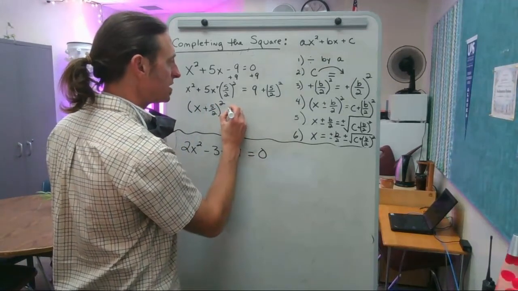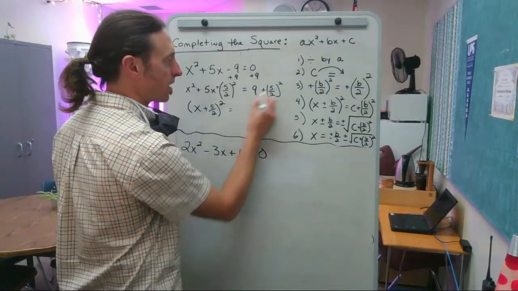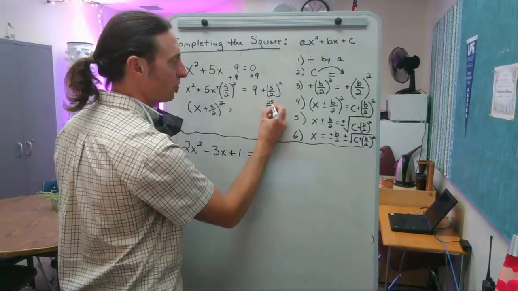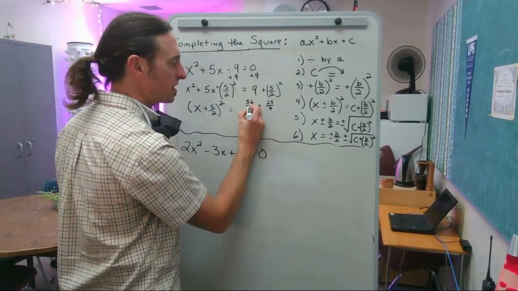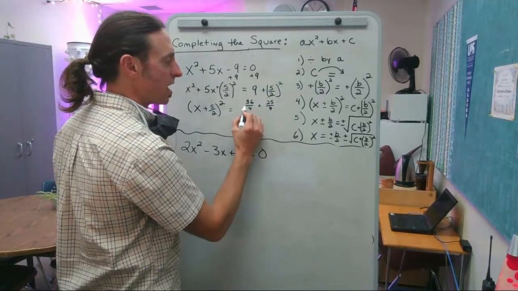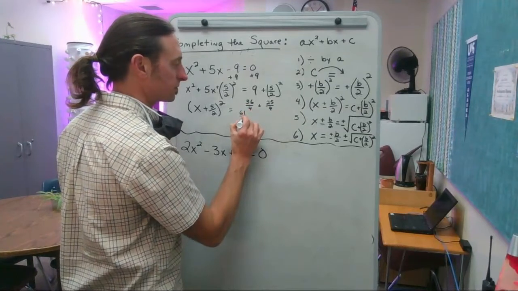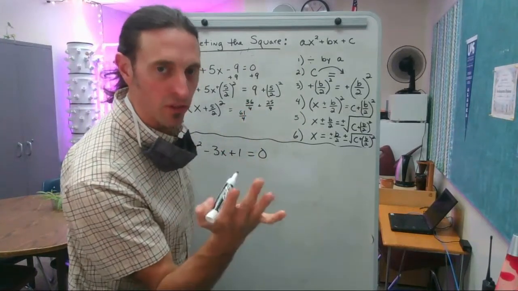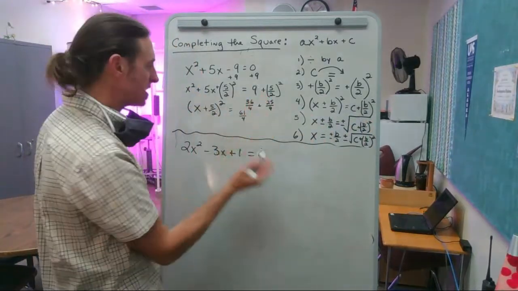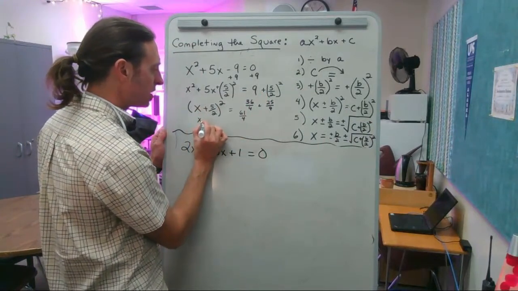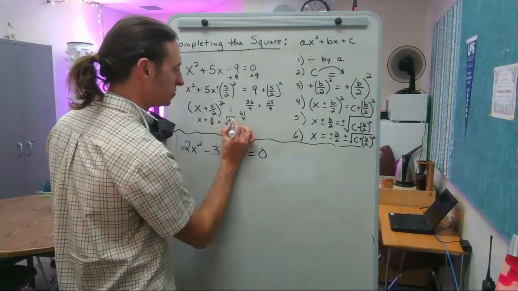Sweet. On this side, let me go ahead and simplify this right now. This would be 25 over 4. I'm going to make 9 into fourths as well. So now I can actually combine these together, and I get 36 plus 25 is 61 fourths. A beautiful fraction, 61 fourths. Okay, I have made it through step 4. Step 5, take the square root of both sides. So now I have x plus 5 over 2 equals the square root of 61 over 4.